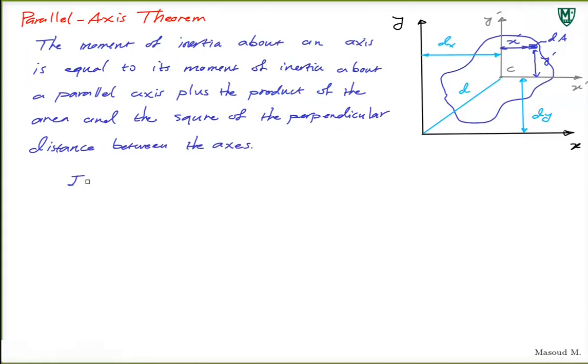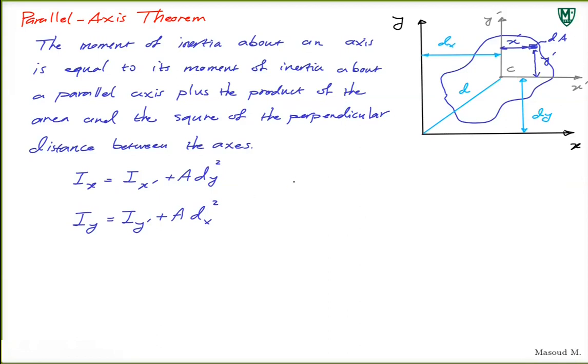So Ix is equal to Ix prime plus A, the area, the product of the area and the square of the perpendicular distance. Perpendicular distance, we're looking at X, would be dy squared. Moment of inertia about y-axis: as long as you know the moment of inertia about y prime, you can find the moment of inertia about y by adding the product of area and the square of the perpendicular distance between y and y prime, which we call dx here.